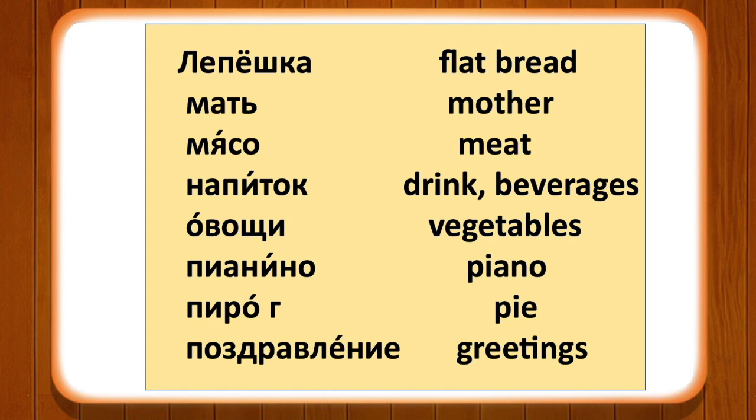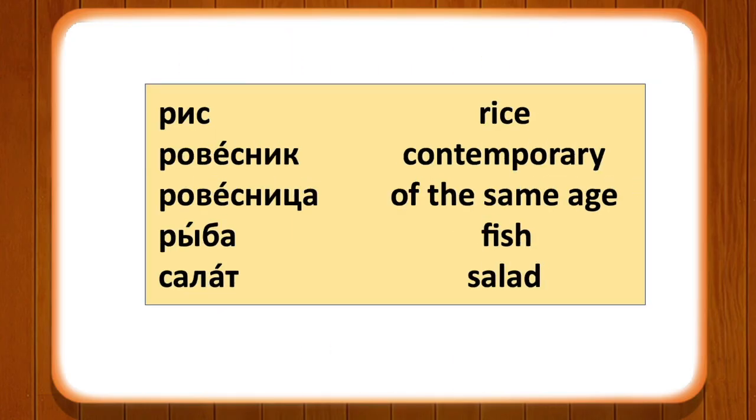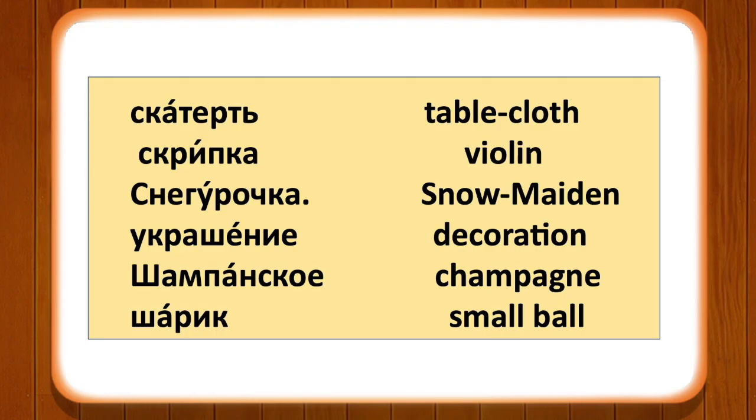Овощи means vegetables. Пианино means piano. Пирог means pie. Поздравление means greetings. Рис means rice. Ровесник means contemporary of the same age. If it is a woman or a girl of the same age, then ровесница. Рыба means fish. Салат means salad. Скатерть means tablecloth. Скрипка means violin. Снегурочка means snow maiden. Украшение means decoration. Шампанское means champagne. Шарик means small ball.